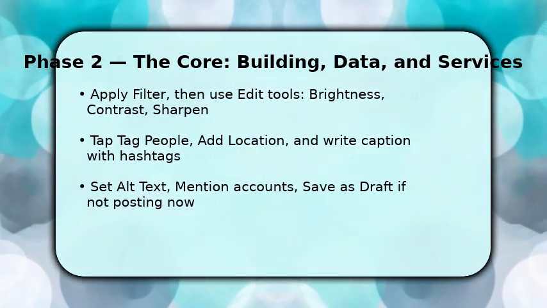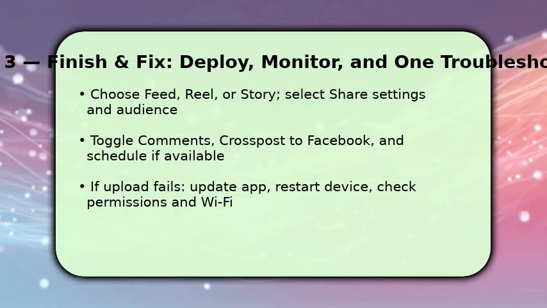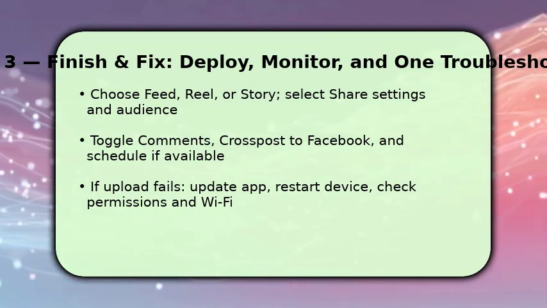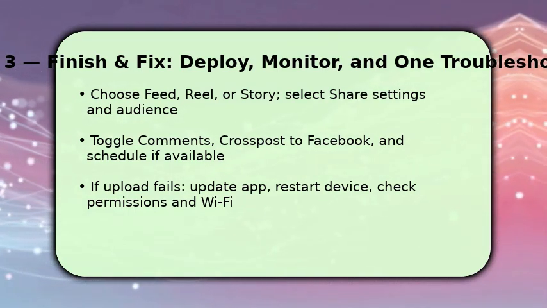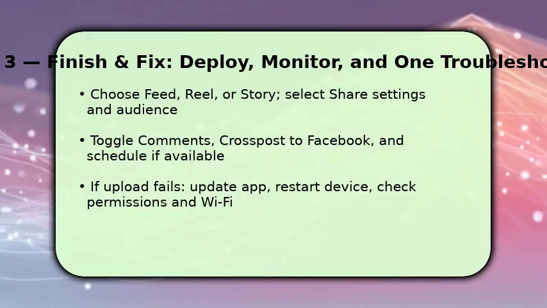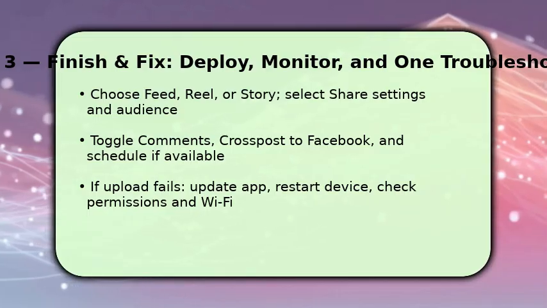Finally, pick where to share: feed, reel, or story, and decide your audience: public, followers, or close friends. Then toggle comment permissions and cross-post to Facebook if linked. Once you hit share, Instagram uploads and processes. Make sure you wait until the progress completes so metadata and tags stick.